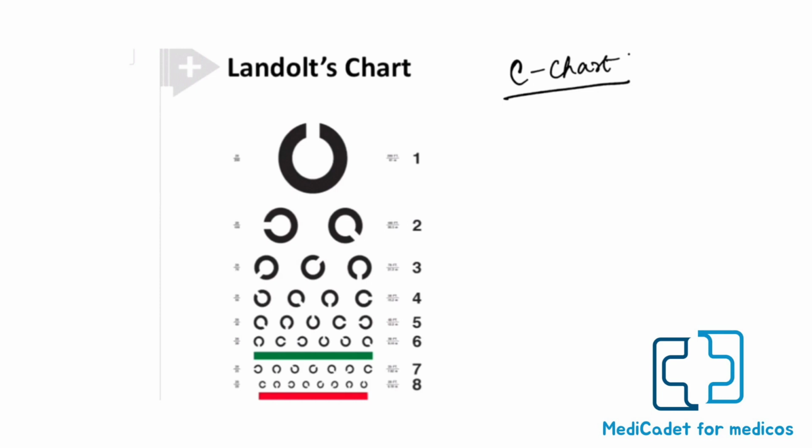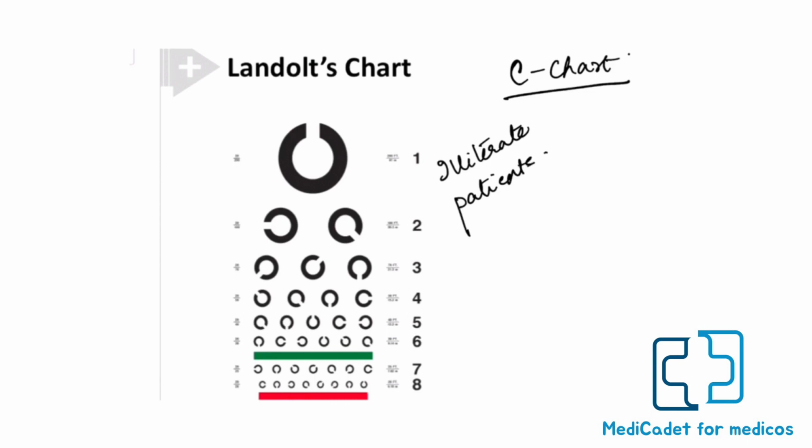Here the patient has to tell us where the mouth of the C is open. You have to ask the patient to point out with the fingers where it is: up, right, left, down, oblique. That is how we check for visual acuity. This is called the Landolt chart. It is used in illiterate patients, that is, patients who cannot read.